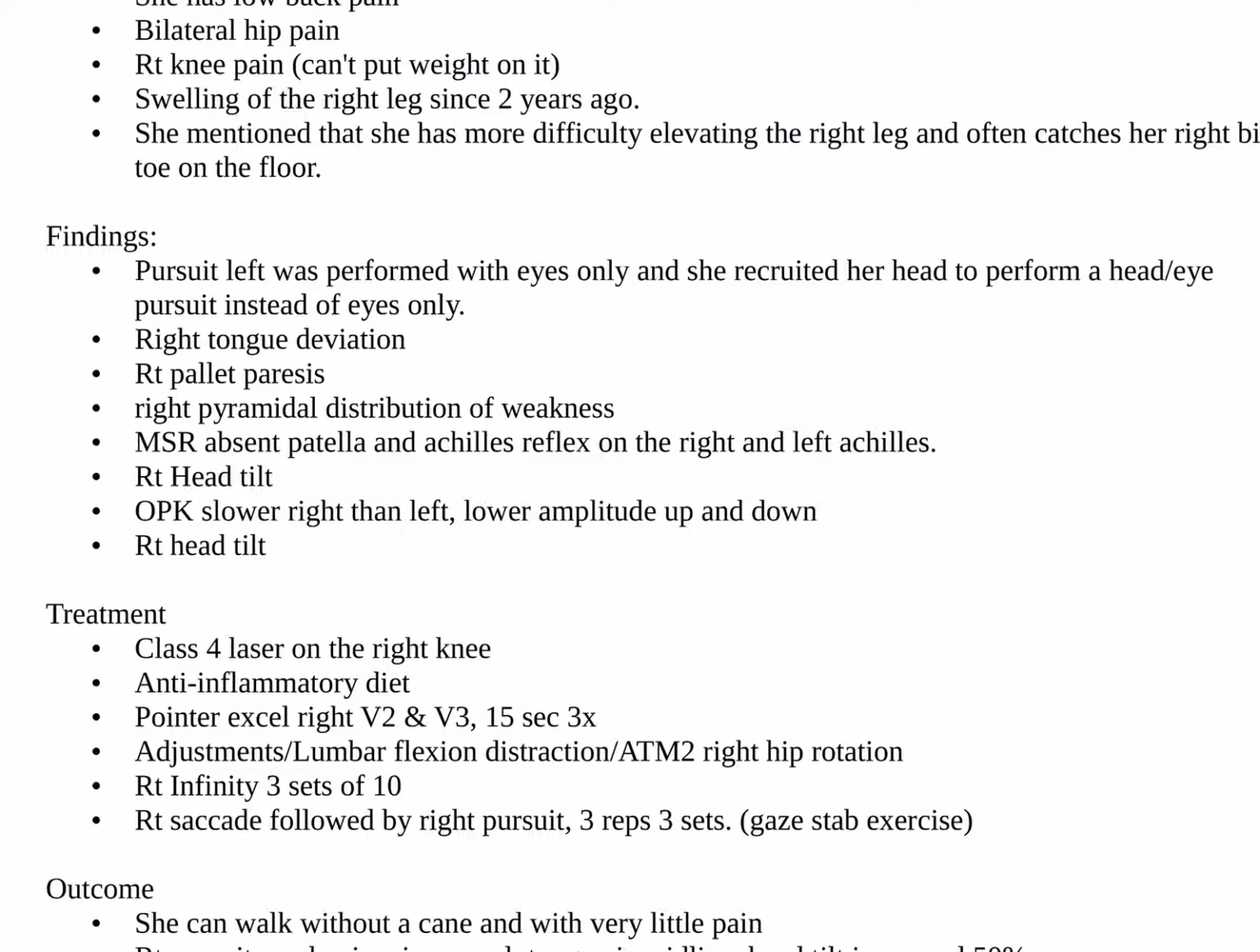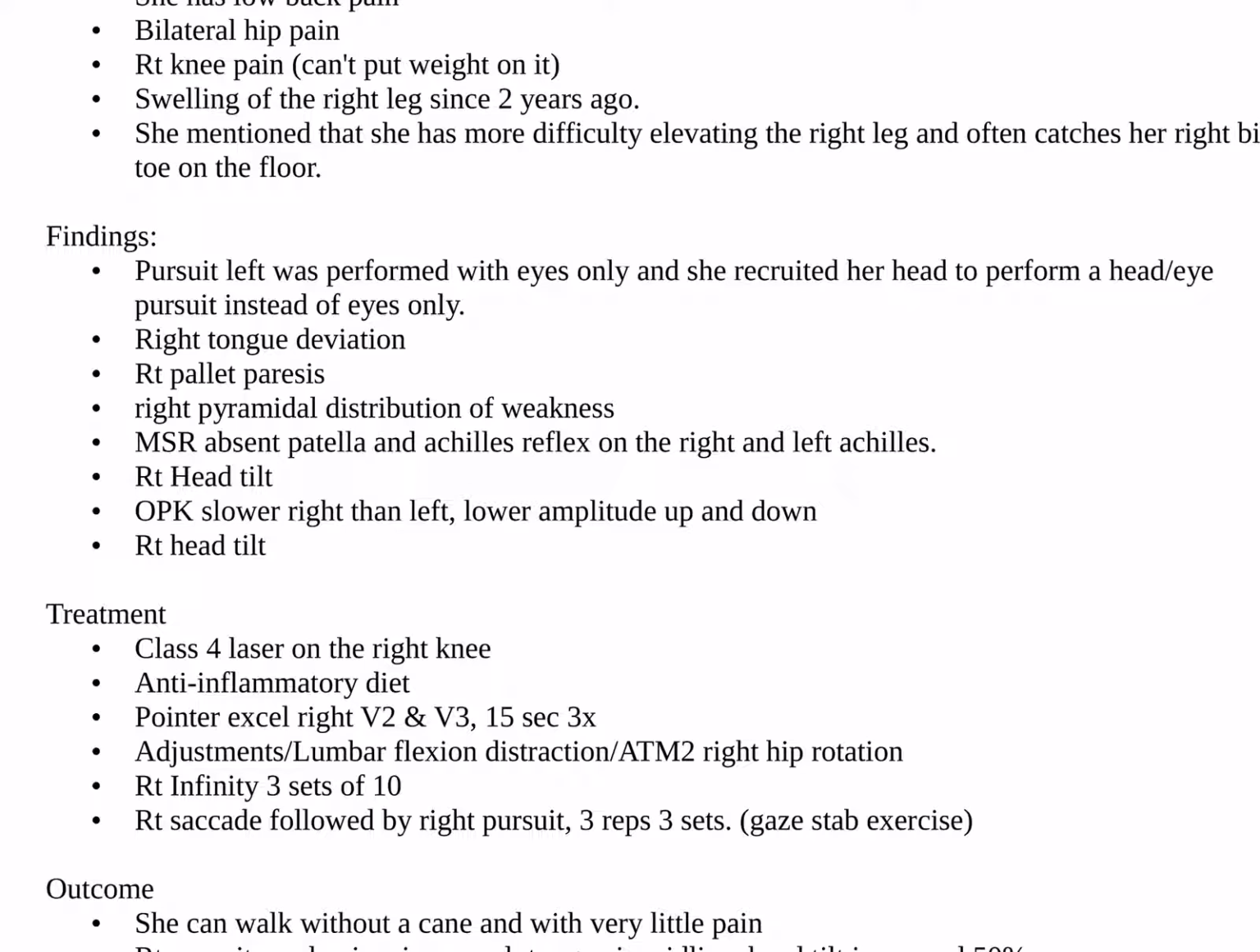When she protrudes her tongue out, the tongue deviates to the right. She has a right palate paresis. She has a right pyramidal distribution of weakness, and her reflexes are absent in the patellar and the Achilles on both sides, but the patellar reflex is only absent on the right side. All others are normal. She has a right head tilt that is actually fairly pronounced.